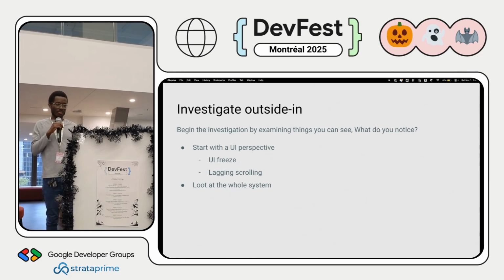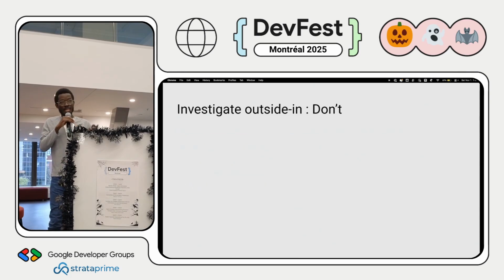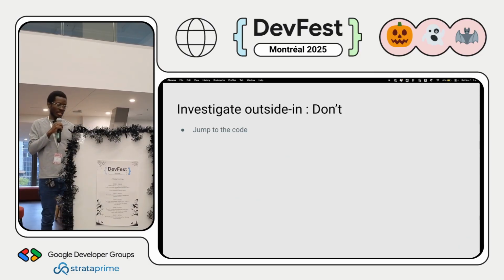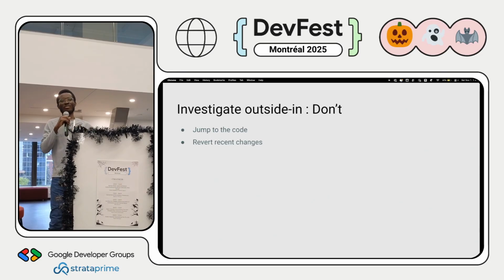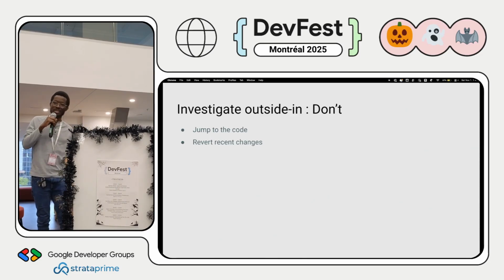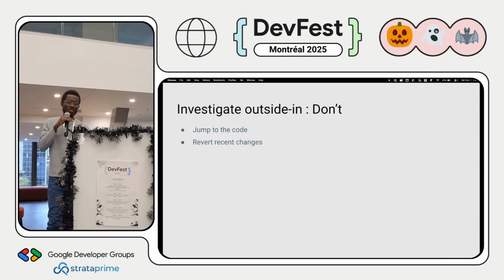And try to look at the entire system, as all your application is interacting with the Android system. And the thing that you don't need to do, right, it's basically a waste of time. Don't just jump to the code right away like I've said previously, because it can make you spend quite a lot of time doing that. And don't just reverse the last change that you have made, right? Oh, it's probably the last pull request that we have merged that created this problem. It can be true, but it's not necessarily the case.